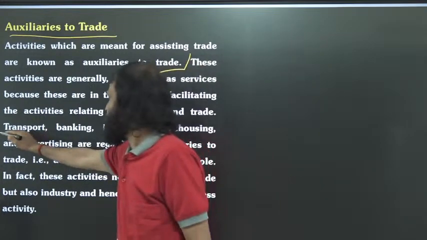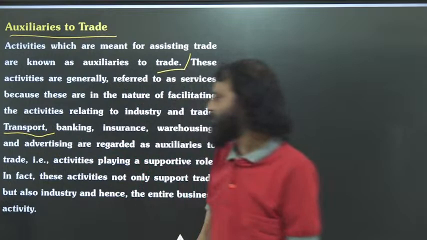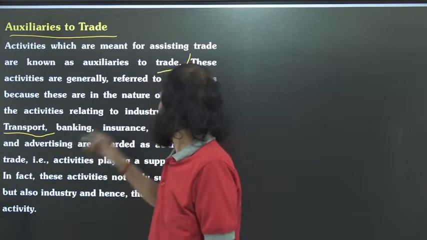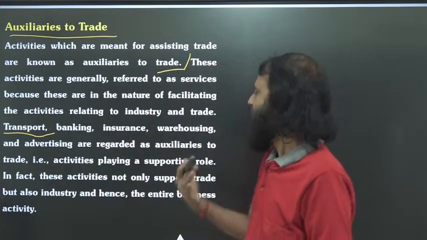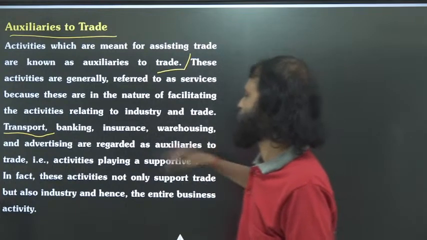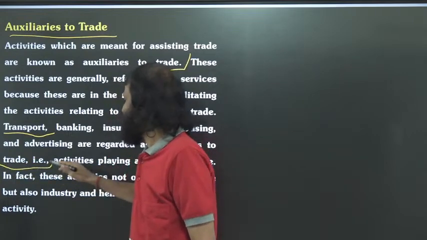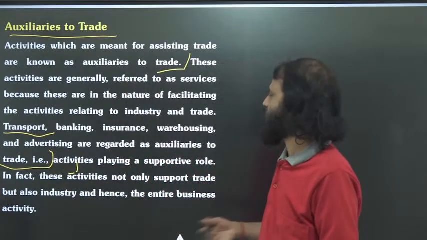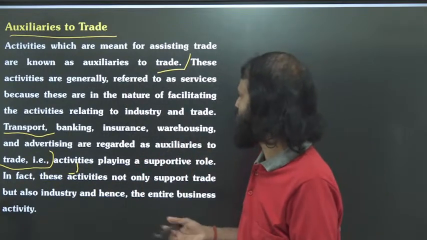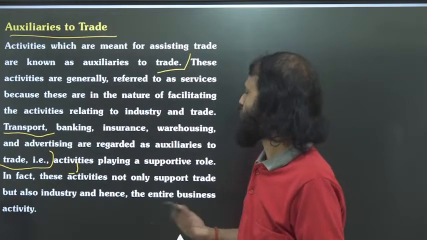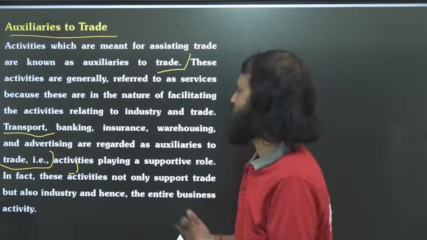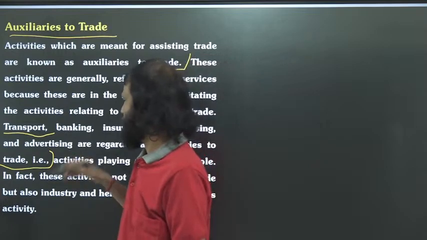For example, transport. We want a better transport system to accelerate the business or trade commerce within this country. We need a better banking system, better insurance, warehousing and advertising, etc. All these are known as auxiliaries to trade. All these are accelerating or supporting trade within this country and abroad. If we want better trade within this country, or abroad, if we want to make more income from exporting, then we also want all these facilities. What are the structure?